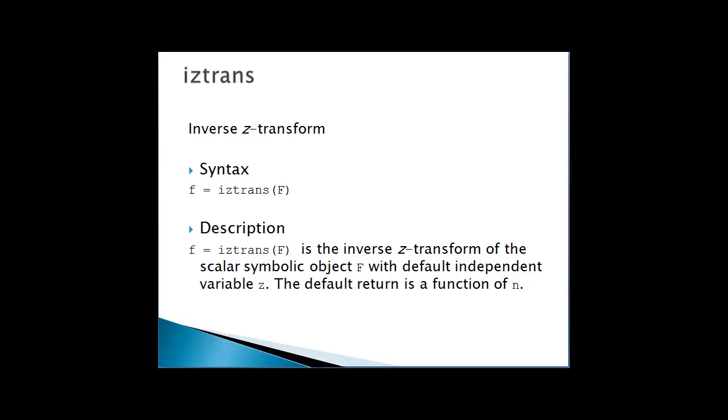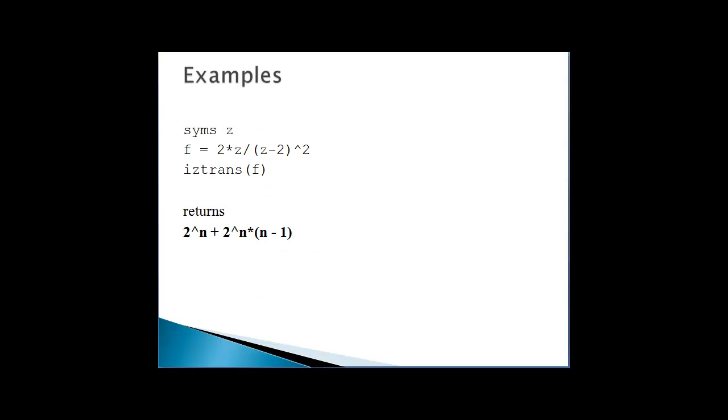Now for finding the inverse z transform, we have the function iztrans, and in the bracket you have to write the function that you have to calculate the inverse z transform of. Here iztrans of f is the inverse z transform of the scalar symbolic object f, that is a function with the default independent variable z, and the default return is a function of n. So in this way n, z and f are connected.